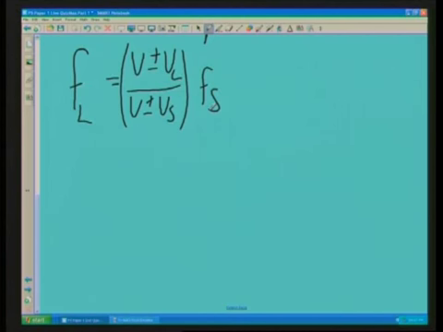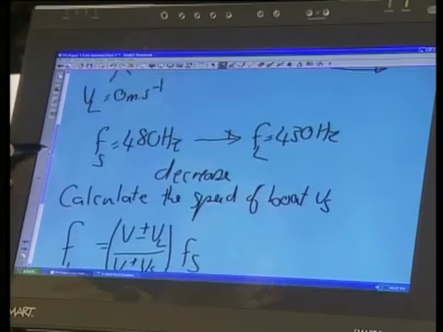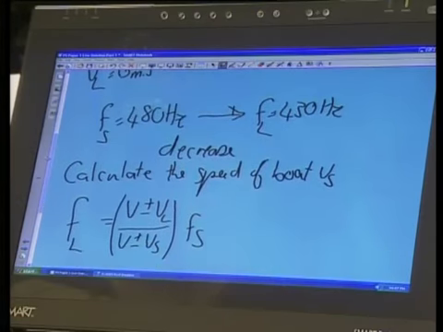Yeah. Okay, good. Now, the next thing I need to get clear, and I want you to follow me very closely, is that we're told the frequency has decreased. So let's look at that equation very carefully and see whether we want the numerator to be bigger or the denominator to be bigger.